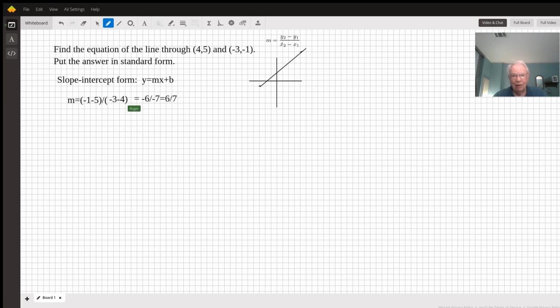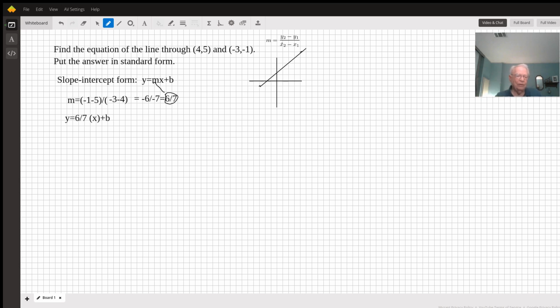Now, it's very important that you get that right because it messes up the whole rest of the problem if you don't get it right. So now that's going to go right in here. I'm going to start with y equals mx plus b, and that 6/7 goes right there in place of the m. So it's going to be y equals 6 divided by 7 times x plus b.